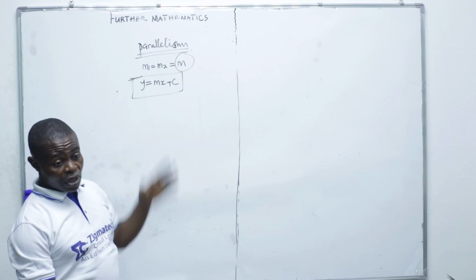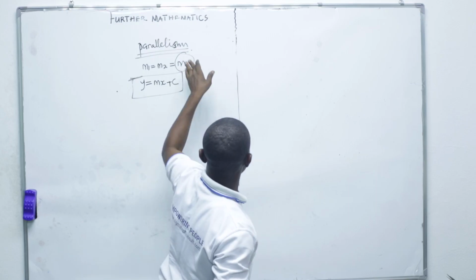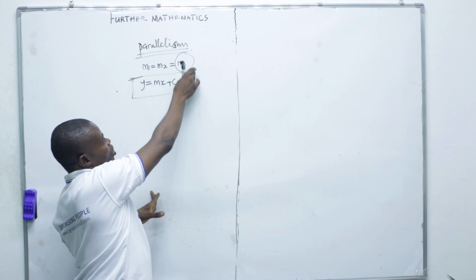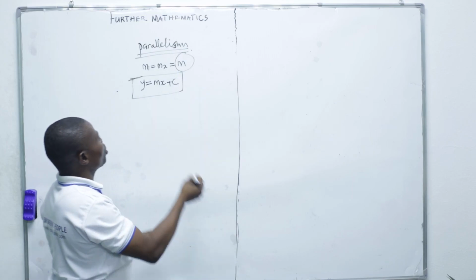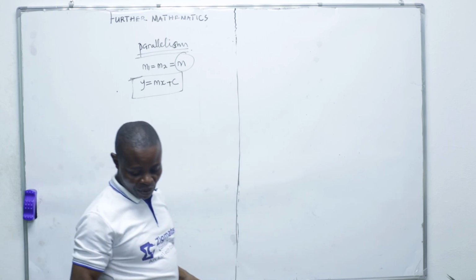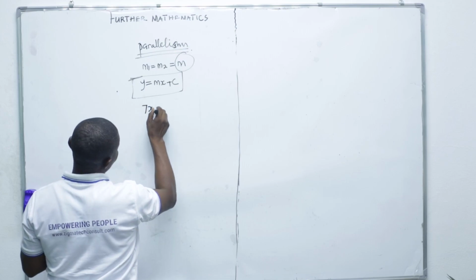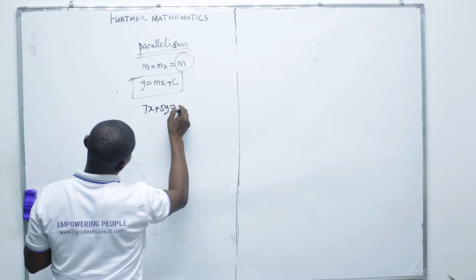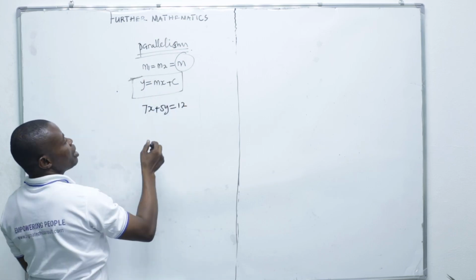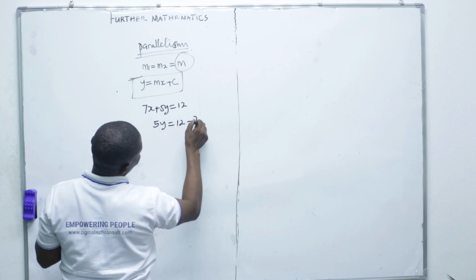So to handle this problem on the screen, you recall the law for parallelism, which is m1 equals m2. Also remember y equals mx plus c, the general formula. But here the equation is 7x plus 5y equals 12. You must make this equation look like that. How do you do that? You say 5y equals 12 minus 7x.